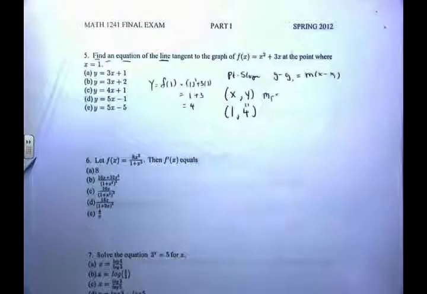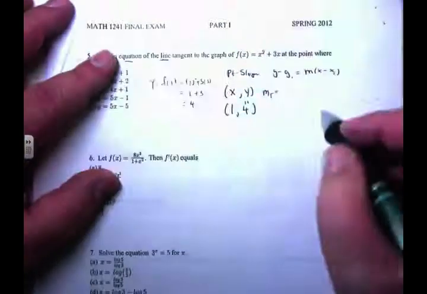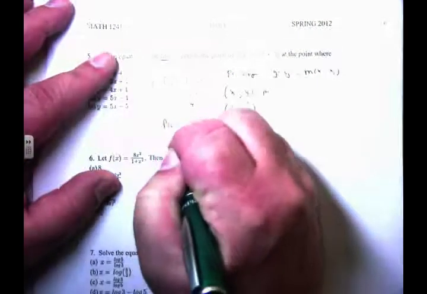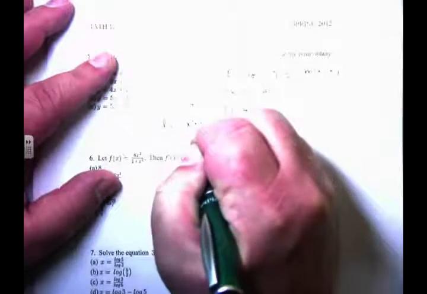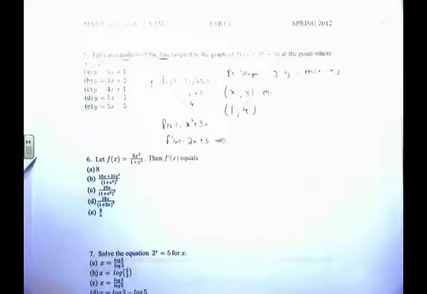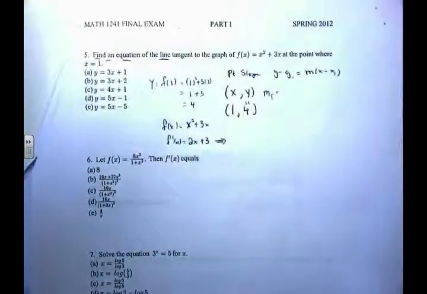Now if you learn anything in calculus 1, learn this. How do I find the slope of a tangent line? Take the derivative. So, here we go. f of x was equal to x squared plus 3x. Therefore, f prime of x is equal to 2x plus 3. Now, the derivative is a formula for the slope of the tangent line.